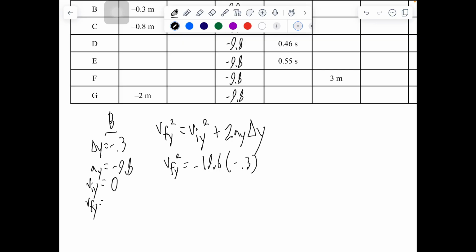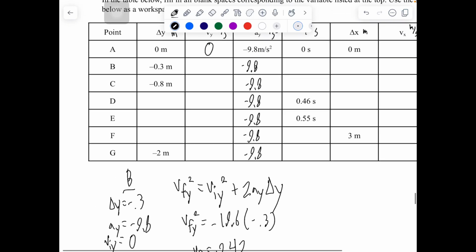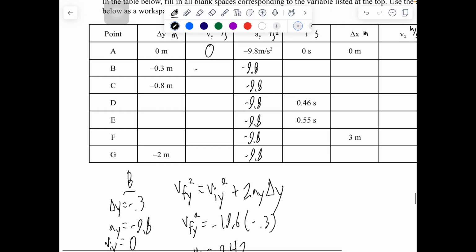And we go ahead and we say, okay, the negatives are going to cancel. We get an answer, don't forget to square root, of 2.42. And you might say, well, isn't it negative? It is. You have to remember, when you take the square root, you get plus or minus. We know we're moving downward, it should be negative 2.42.